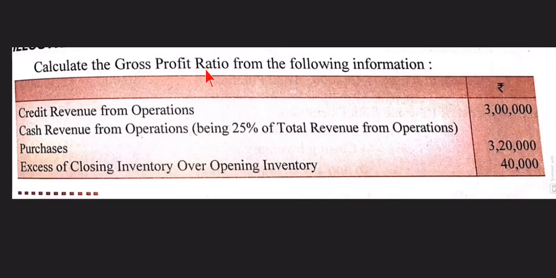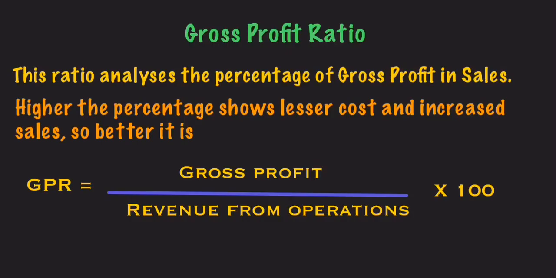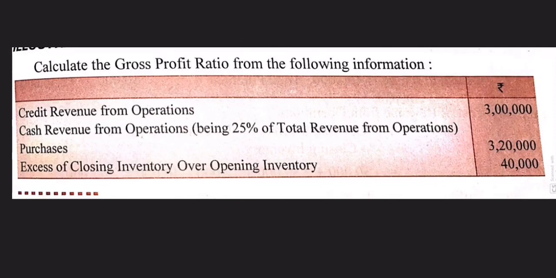Let's take one example of how to calculate the gross profit ratio. In this question, you are given credit revenue from operation of 3 lakh, and cash revenue from operation which is 25% of total revenue from operation. That means we have to calculate the cash revenue from operation. Then purchases are given, and the excess of closing inventory over opening inventory is given. According to the formula of gross profit ratio, first of all I want revenue from operation, which means total sales.